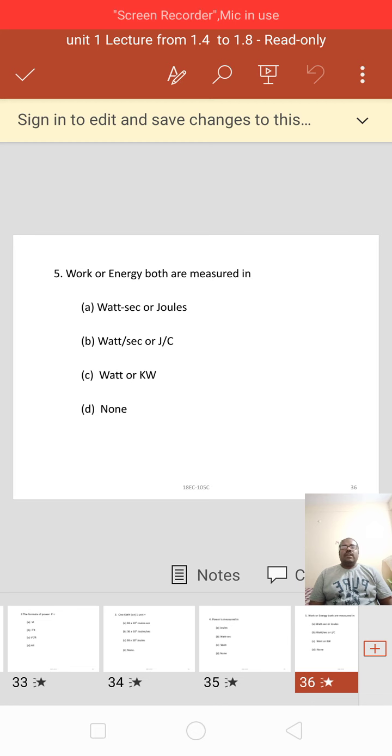Fifth question: work or energy both are measured in. Options are A, watt second or joules, B, watt per second or joule per coulomb, C, watt or kilowatt, D, none. By recalling all the aspects in our lesson, we can deduce that work or energy both are measured in watt second or joules. The correct answer is A.